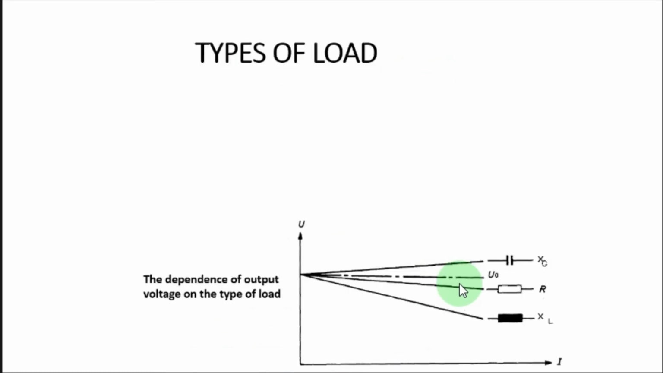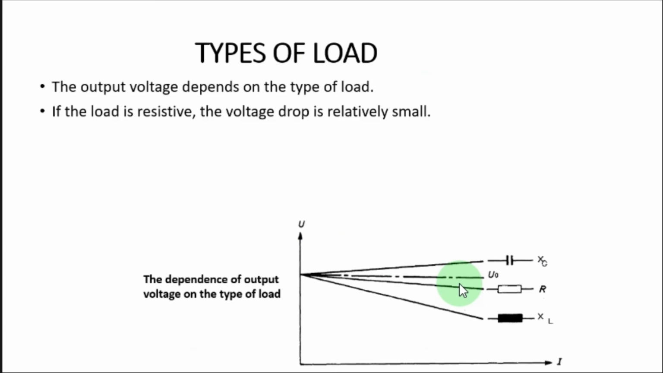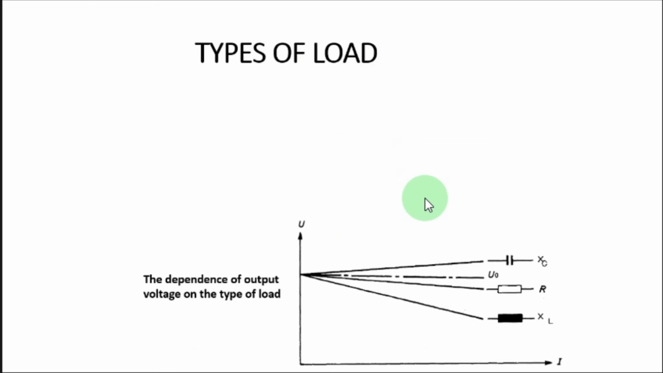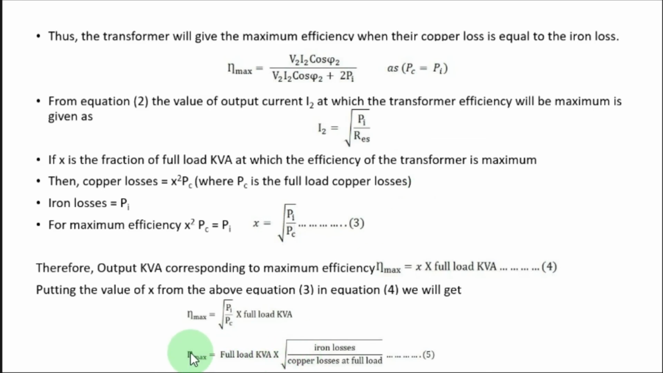So finally, if you look at the practical transformers, the output voltage depends on the type of the load. If the load is resistive, the voltage drop is very small. That actually you are getting from this efficiency equation. This is iron loss. Iron loss is something due to conductance, and copper loss is due to the winding resistances.